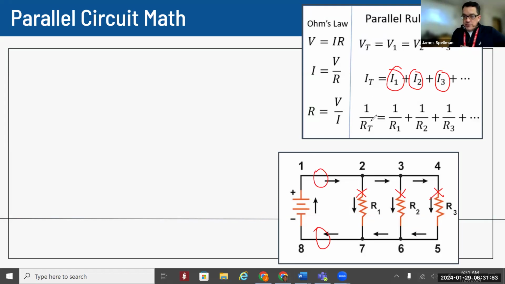The total resistance is mathematically even weirder. We have to take the reciprocal and then add all those together. Fortunately, there are ways to solve this that aren't quite as complicated, but we'll probably go through all of this.